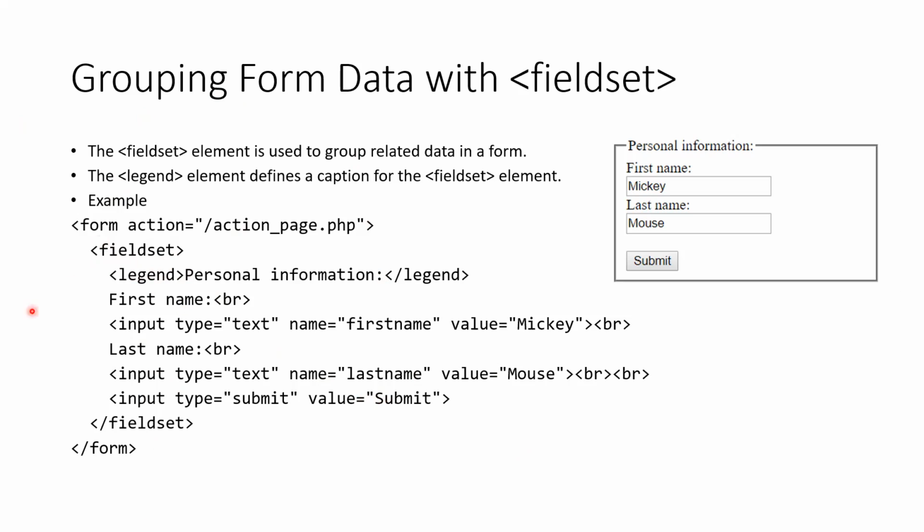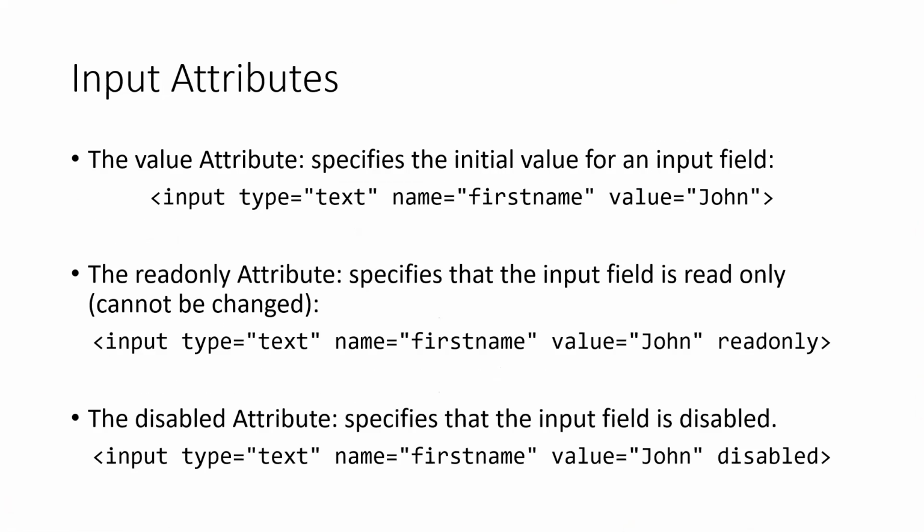So field set will give you a separate access to a set of HTML tags, and then you put up a legend value for this particular field set. And within that, you will have two text boxes as well as one submit button.